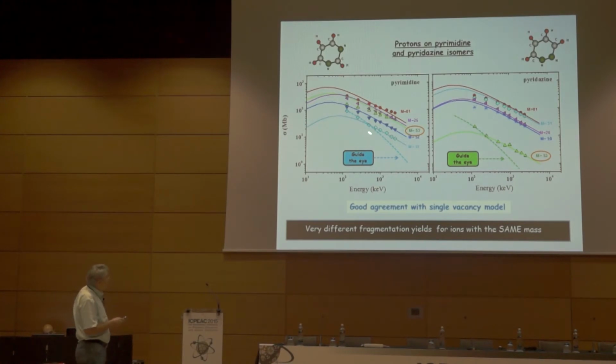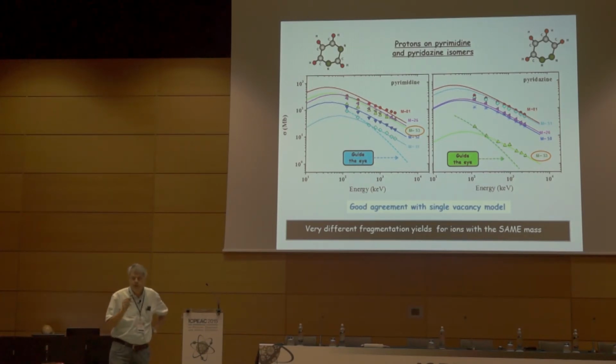And the third point that I put here is to get your eye on this mass, 51 here and 53 here, which shows a different behavior. The cross-section for this mass comes and suddenly goes up, and there is a kind of inflection point here. So the shape for this fragment ion is different from the others. And I will show you now that this changing shape, the appearance of an inflection point, is a signature that we are going to the inner valence shells.